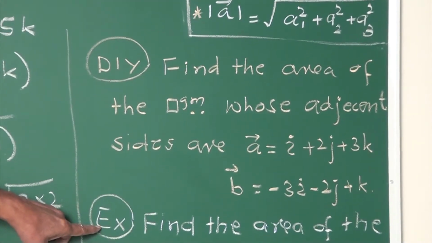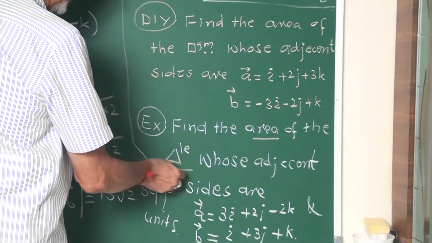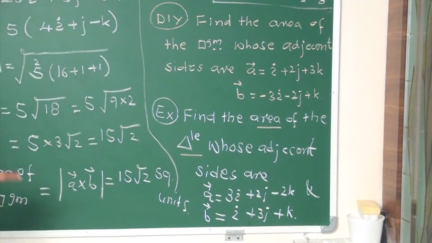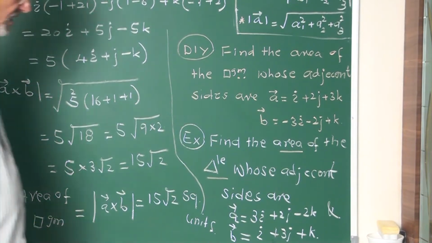Then I do this example. What is it? Find the area of the triangle. Area of the triangle, yes, my friends. You complete it, I give 2 minutes. You complete these things, I do the rest.